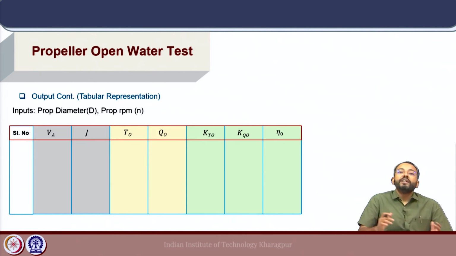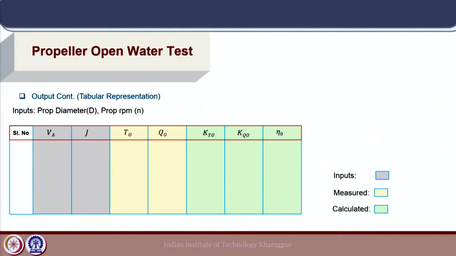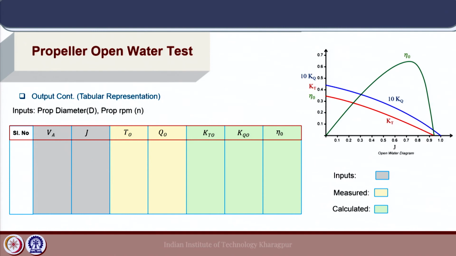So, if we want to tabulate the results of the open water diagram, we have the inputs here, which are the forward speed or the speed of advance of the propeller, and from that we can calculate the J, the advance coefficient based on propeller RPM. Now, the measured values are the propeller thrust and torque, and from that we can calculate the thrust coefficient, torque coefficient, and the open water efficiency of the propeller.